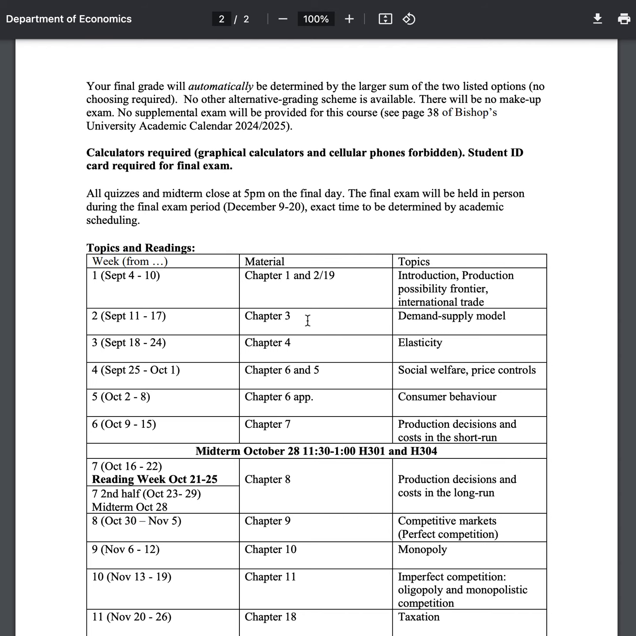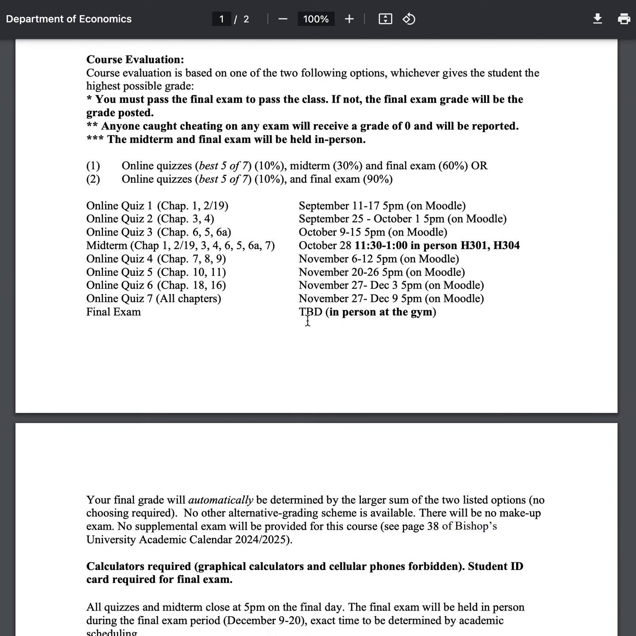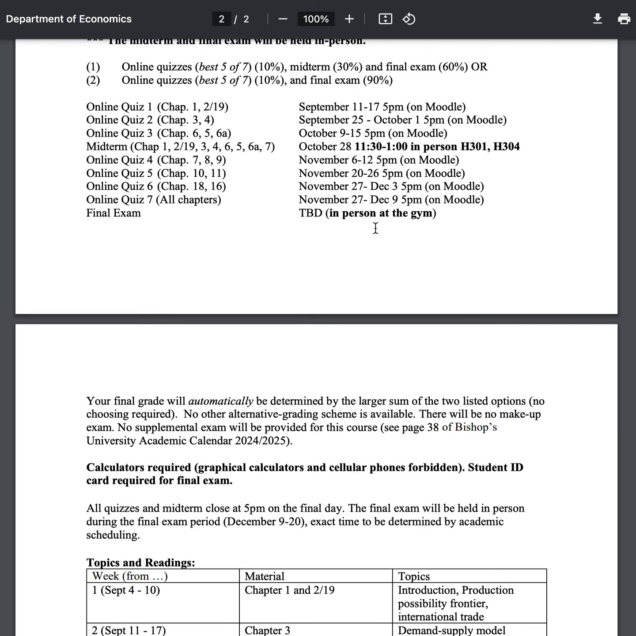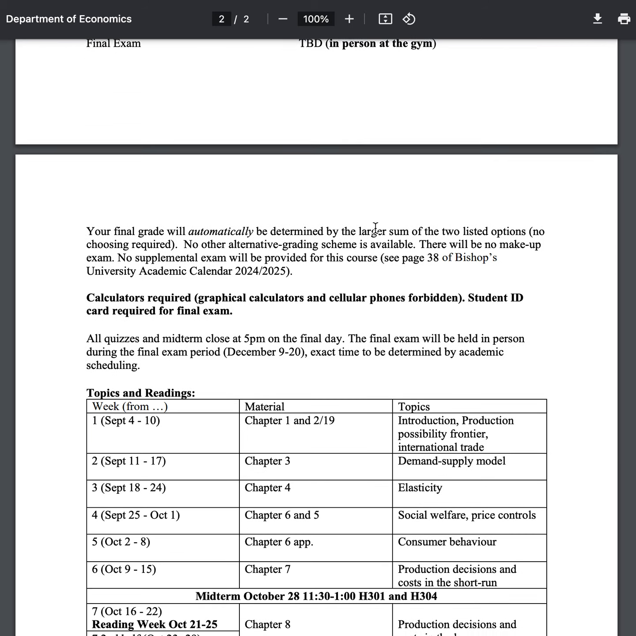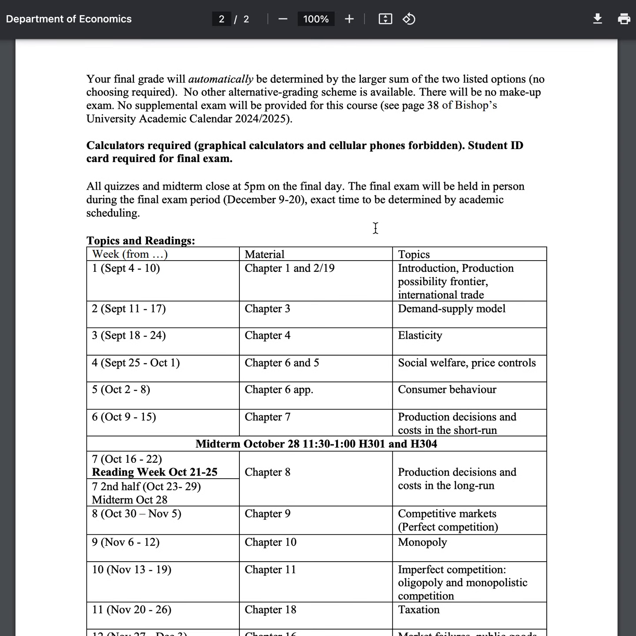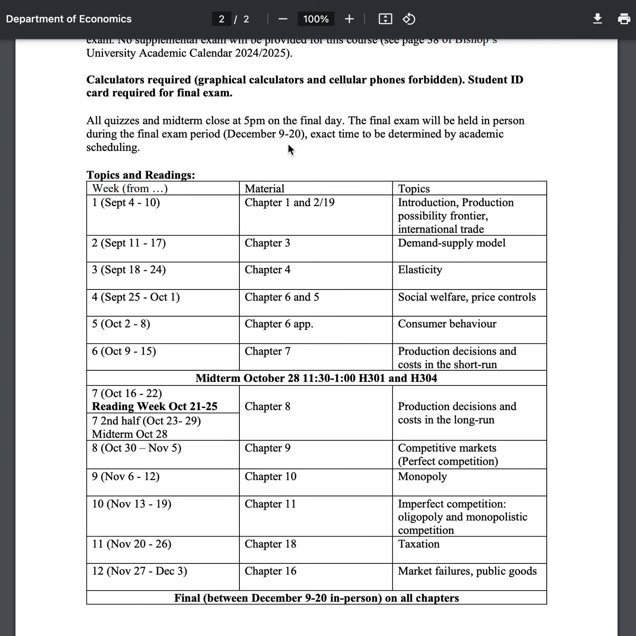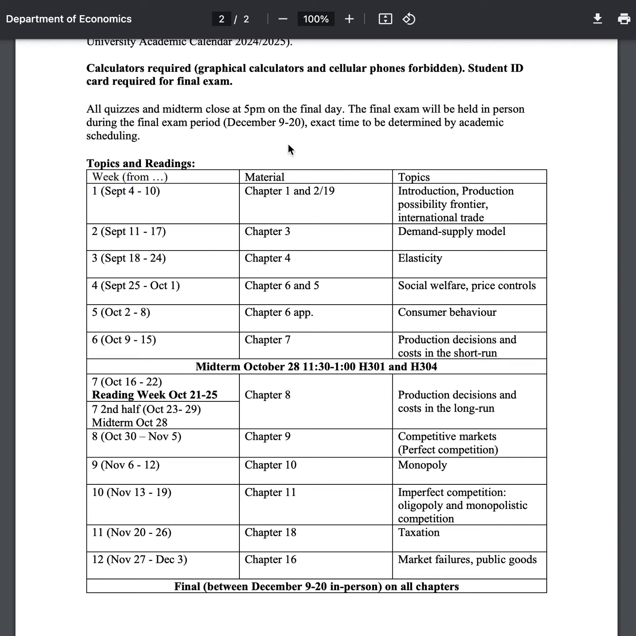If ever you're not pleased with the way this class is scheduled and the midterm and so on, well, there is another microeconomics alternative open to you with Dr. Spruill, which is completely in person. Okay, the final exam is going to be the larger sum. No makeup exam, no supplemental exam. Calculators are required, but no cell phones, no graphical calculators, and the student ID card is required for all exams.